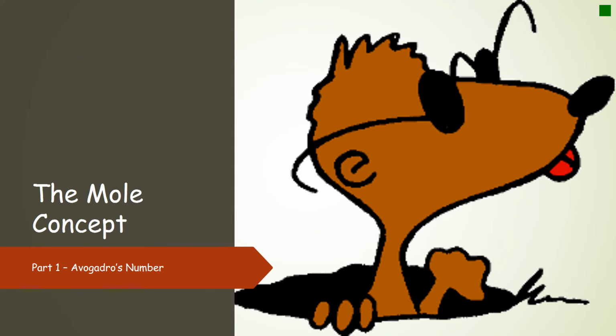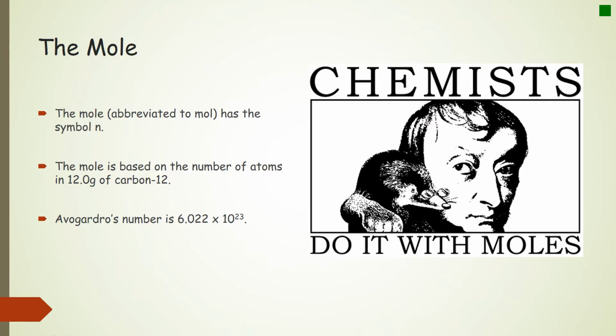In this video, we'll be looking at how the mole is related to Avogadro's number. Atoms are really small, and they're so small it's not practical to try and weigh them out individually. So just as we say a dozen eggs is 12 eggs, or a ream of paper is actually 500 sheets, chemists use a unit called the mole to measure atoms.